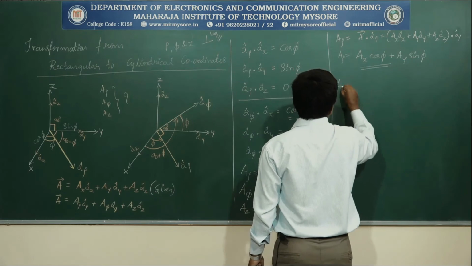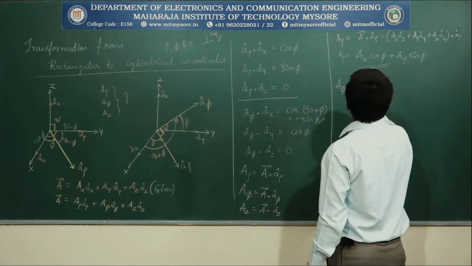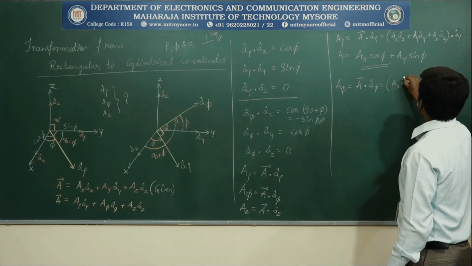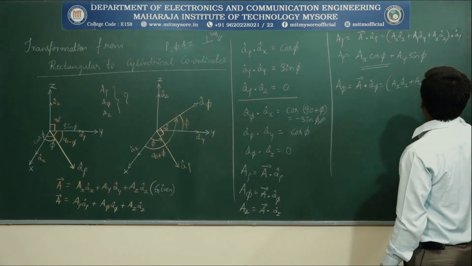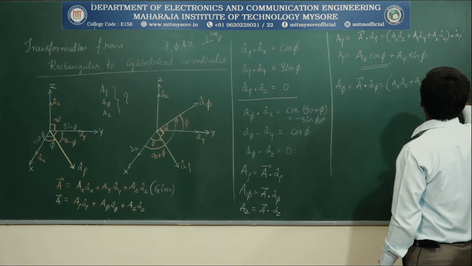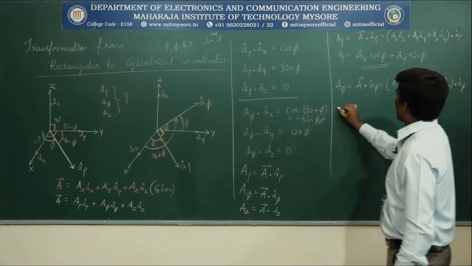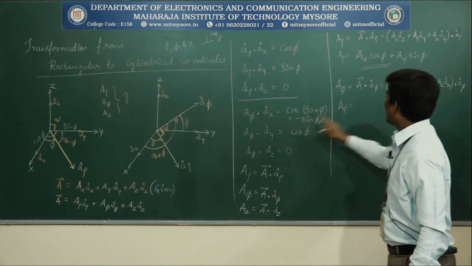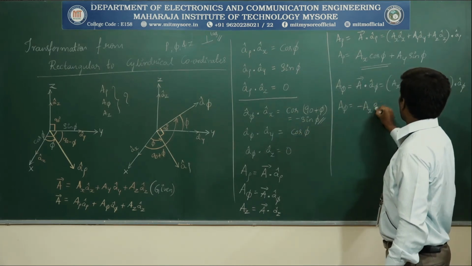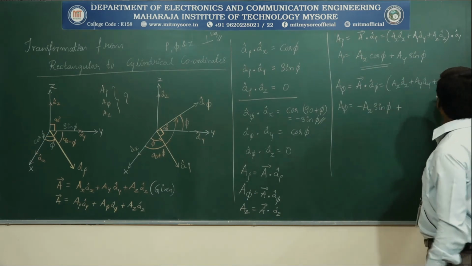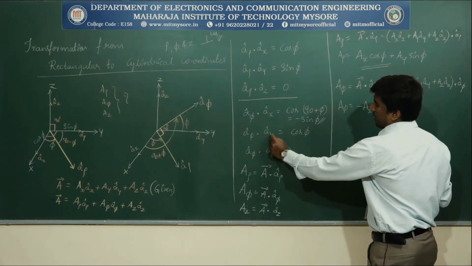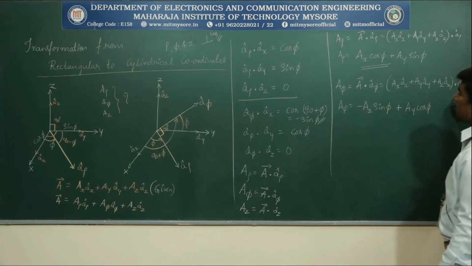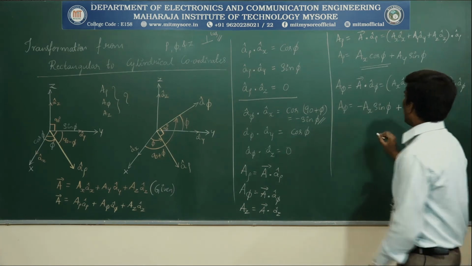Then coming to A phi, which is equal to A dot A cap phi, which is again Ax A cap x plus Ay A cap y plus Az A cap z, dot A cap phi. So A phi is equal to, see, A cap x dot A cap phi is equal to minus sin phi, therefore minus Ax sin phi, plus Ay A cap y dot A cap phi is equal to cos phi, therefore Ay cos phi. What about the third quantity? A cap z and A cap phi give 0, because they are perpendicular to each other. This is the A phi component.